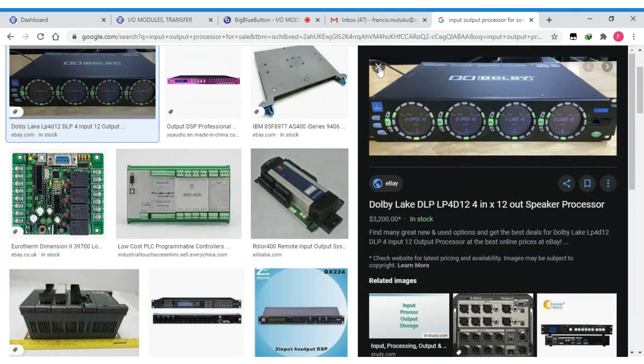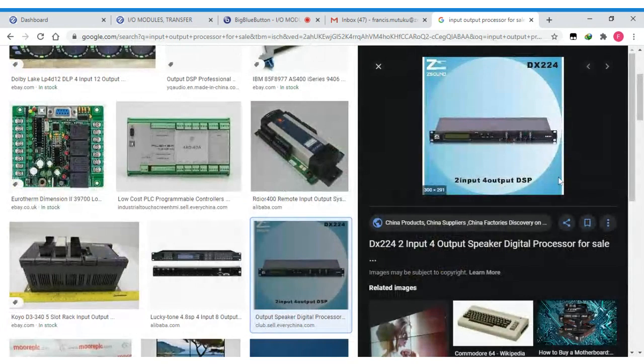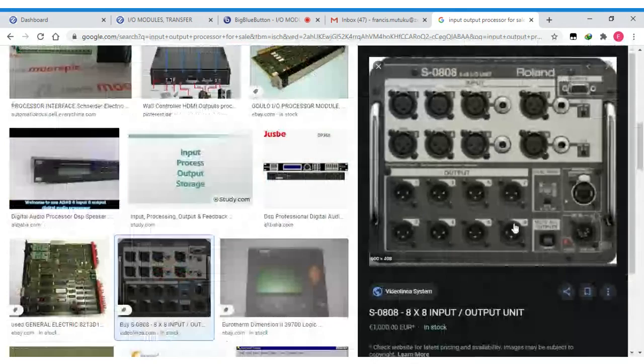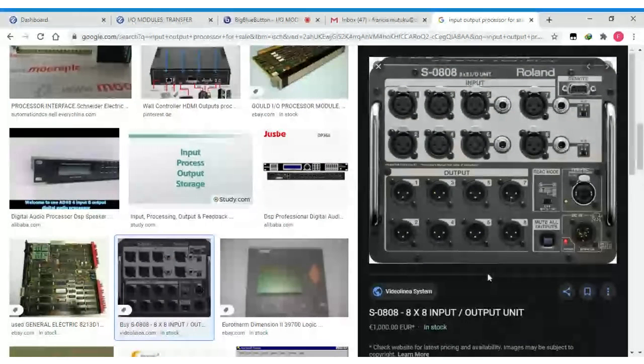Okay, can you see this one too? Have you ever seen anything like this? Basically, it is just a digital speaker processor. It's an input output processor. It acts as an interface. It's a module and it's also a processor. Why? Most of the time when you lift this thing it's normally heavy. It's not a light thing.